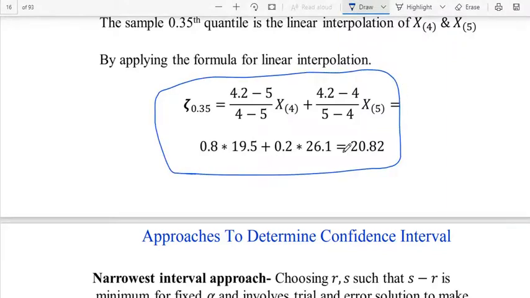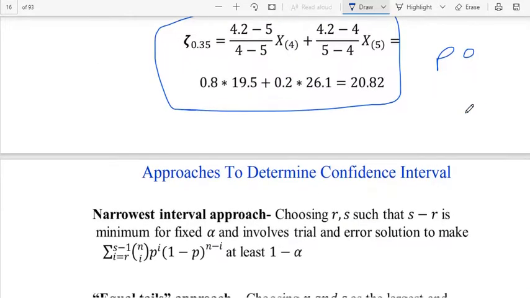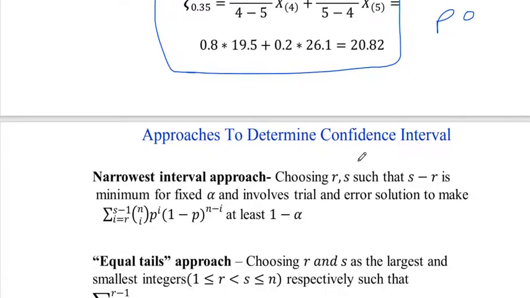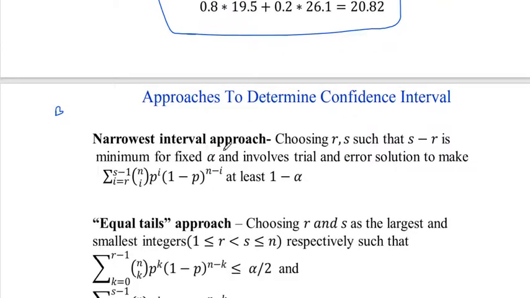Up to now we have seen point estimation. Now we can see confidence interval. How can we estimate the confidence interval for the given parameter? We all know that for the confidence interval it follows the binomial distribution. The narrowest interval approach chooses r comma s such that s minus r is the minimum for fixed alpha, and involves a trial and error solution.